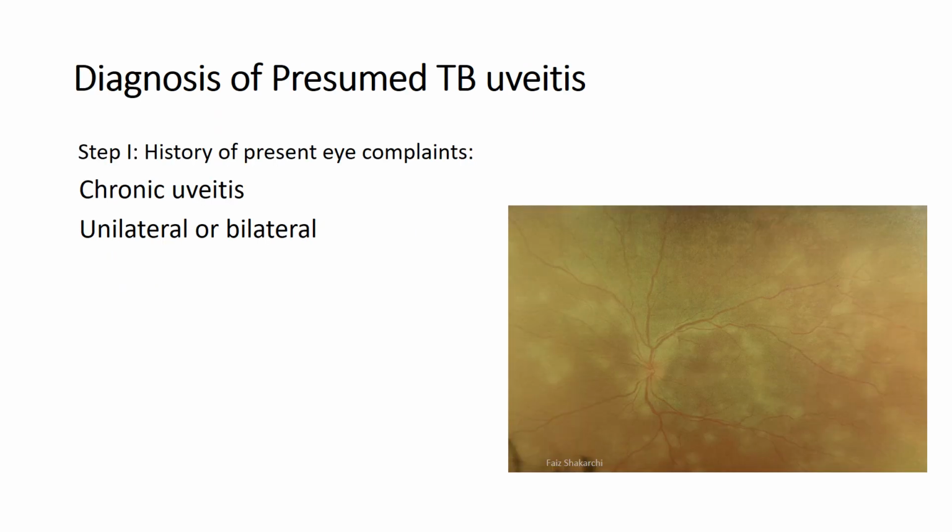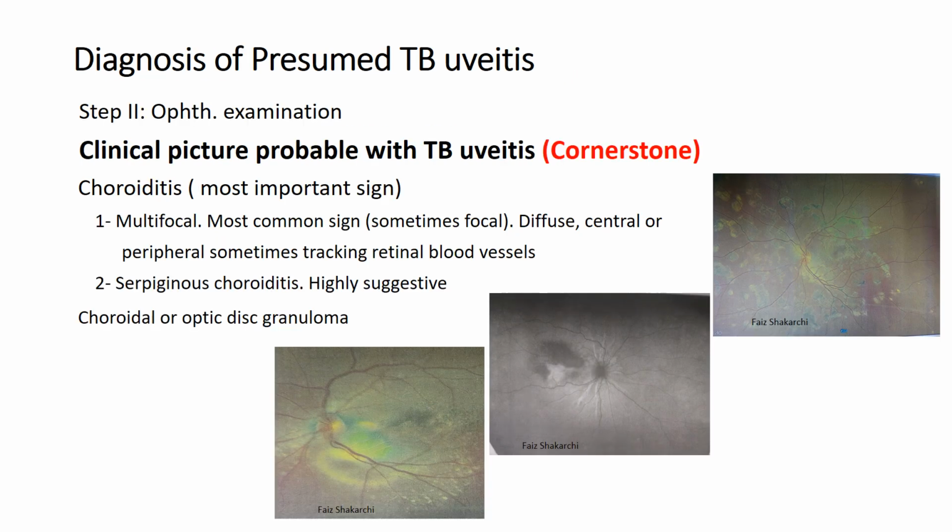Patients with presumed TB uveitis usually present with long history of uveitis, unilateral or bilateral. Sometimes inflammation of one eye starts months or years before the other. Diagnosis of presumed TB uveitis requires clinical picture probable with TB uveitis. This is the cornerstone in the diagnosis.